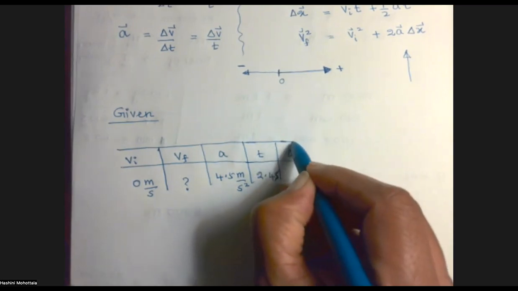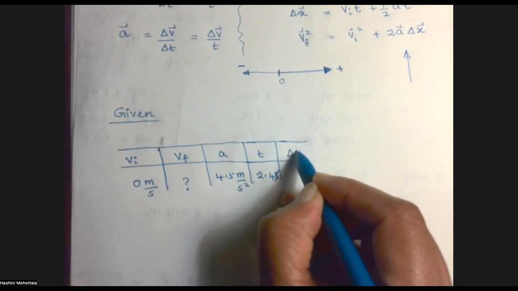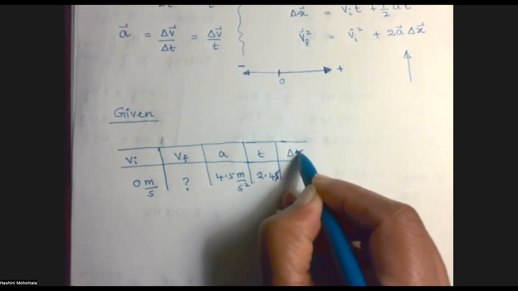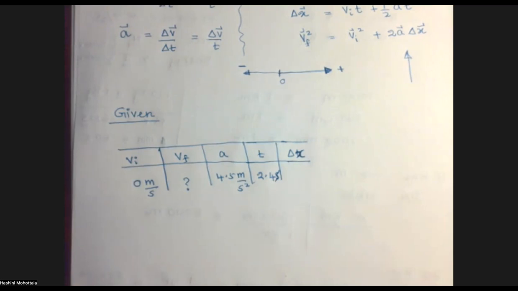And then we have delta x. Actually, this should be delta x. So having a table like this is very helpful because after getting this table done, you really do not have to go back and check the problem.